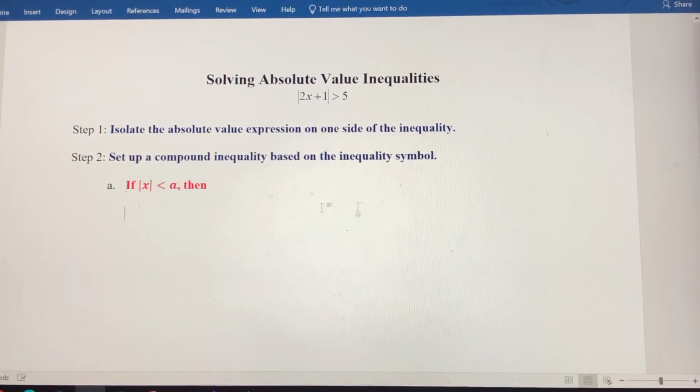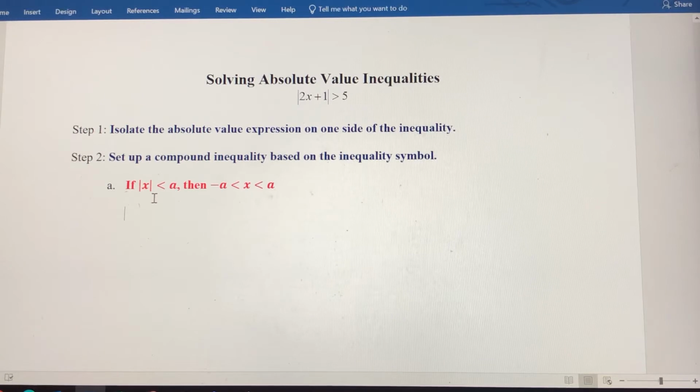So if you've got a less than sign here, so if the absolute value of some expression, in this case x, is less than some value a, okay? A could be 5, a could be anything, all right? Then I'm going to set up what I call a between inequality, where x is between the negative version of this, negative a, and the positive version of this, positive a. We're assuming that a is a positive number here.